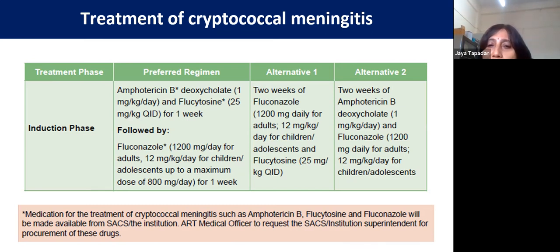Very few of you will have access to flucytosine, because we got it specially for our patients, and it is very, very costly, and it has to be monitored because it can cause bone marrow suppression. The other alternative is 2 weeks of amphotericin B and fluconazole at very high dose. Now, these are the alternatives, but the best and preferred regimen is amphotericin B deoxycholate plus flucytosine for 1 week, followed by high dose fluconazole 1200 milligram for 1 more week. And this is the induction phase, and this will be followed by a consolidation phase. Next, please.